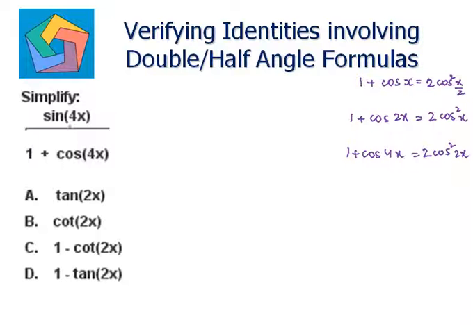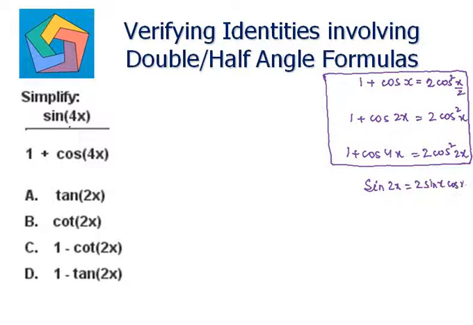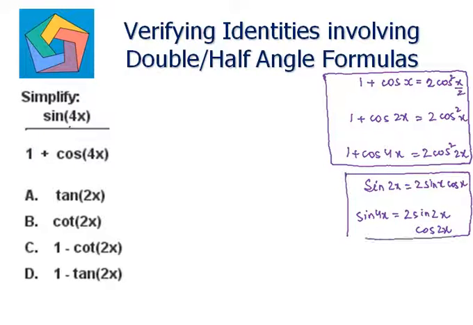And sin 2 theta, this is one formula. And sin 2x is 2 sin x cos x. So I can say sin 4x is equal to 2 sin 2x cos 2x. So let us substitute the values. I have 2 times sin 2x cos 2x over 2 times cos square 2x.